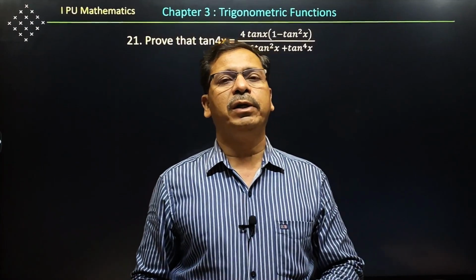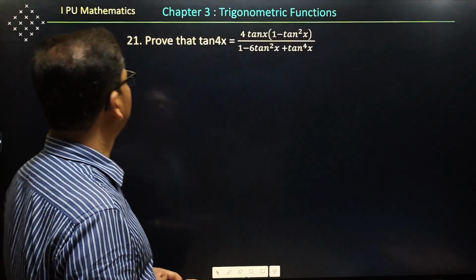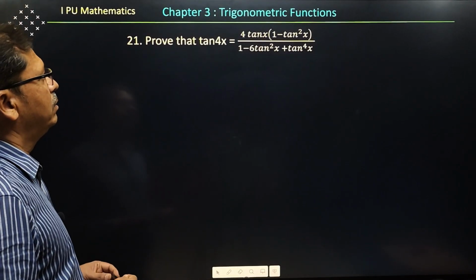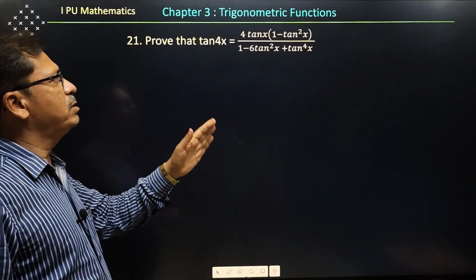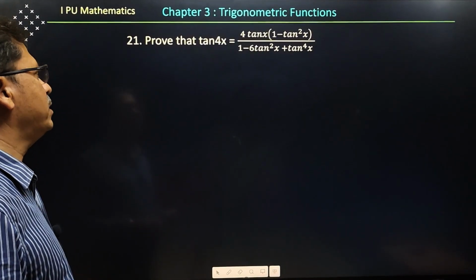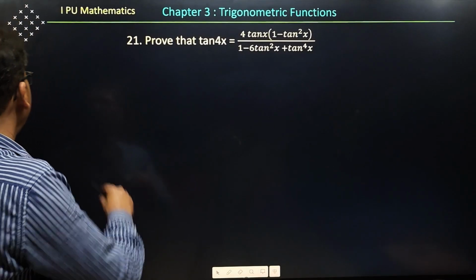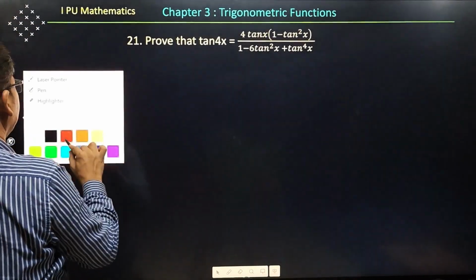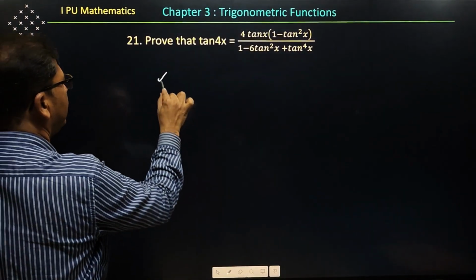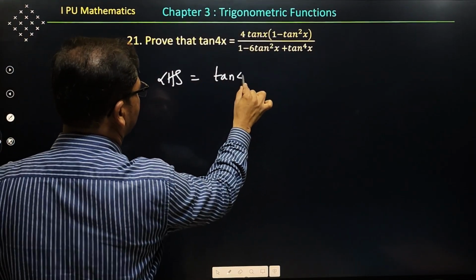Welcome students, let me continue our next class on trigonometry, in continuation of question number 21. We need to prove that tan 4x is equal to 4 tan x times (1 minus tan square x) divided by 1 minus 6 tan square x plus tan 4 x. Let us consider the left hand side. LHS is equal to tan 4x.